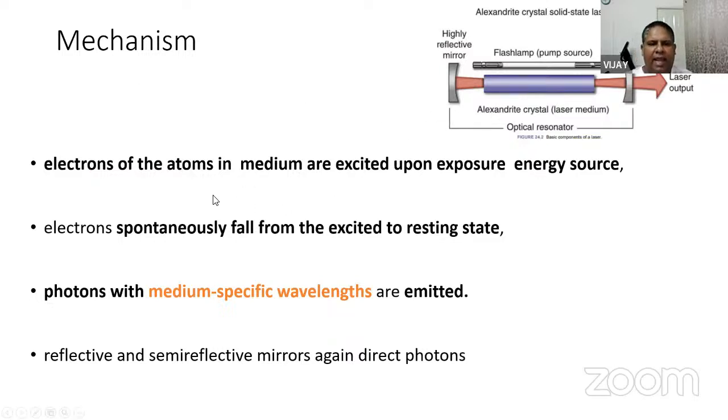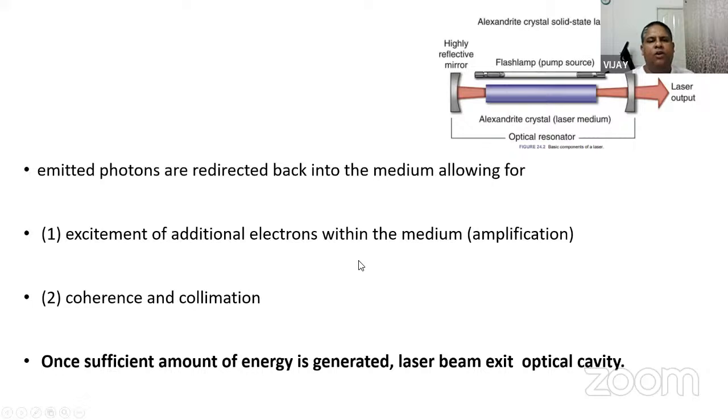First of all, the electrons or the atoms in the medium are excited by giving an energy source. Then the electrons fall down spontaneously from an excited state to a resting state. Thereby, it releases photons with medium specific wavelengths. These photons are kept in between highly reflective mirrors. So they keep on reflecting, and finally, after collimation and coherence, they come out as a single laser beam once a sufficient amount of energy is generated. Now, the medium in which the whole thing is done decides what the laser is being used for. Okay.